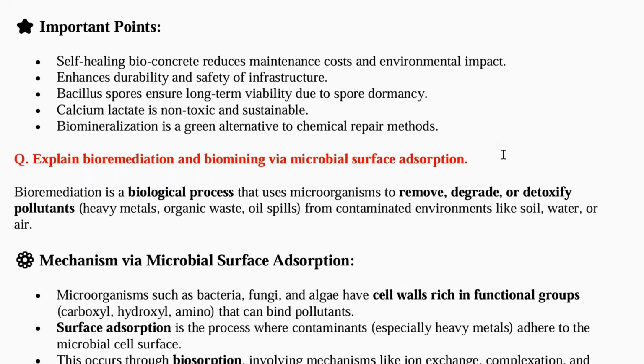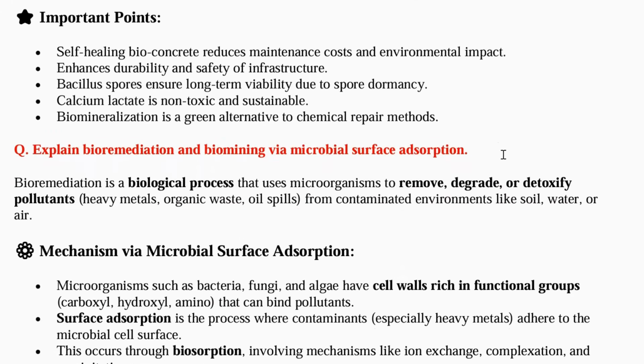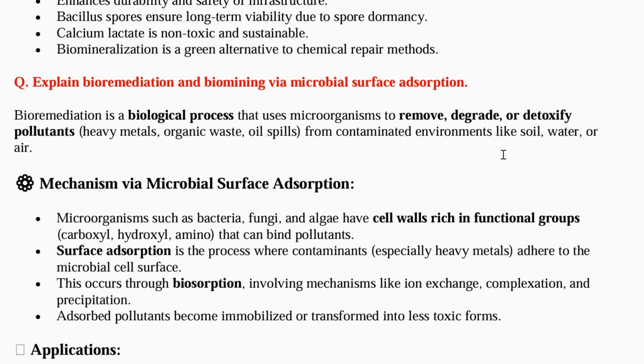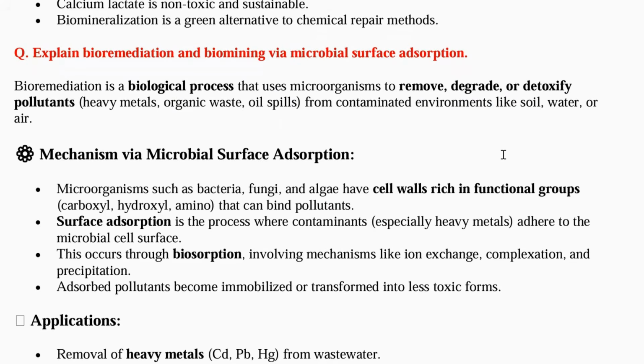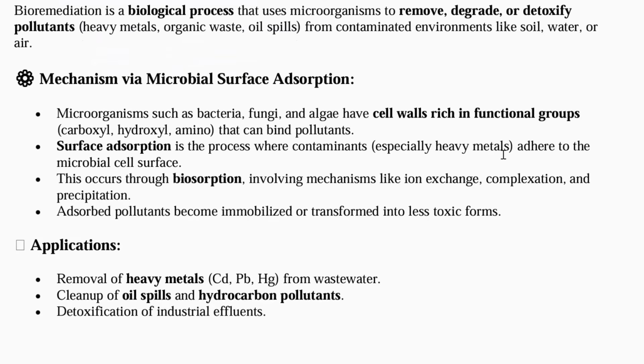Next question, explain bioremediation and biomining via microbial surface adsorption. Bioremediation is a biological process that uses microorganisms to remove, degrade or detoxify pollutants from a contaminated environment like soil, water or air. Mechanism via microbial surfaces: some bacteria and fungi have cell walls rich in functional groups such as carboxyl, hydroxyl or amino groups. They bind to pollutants.